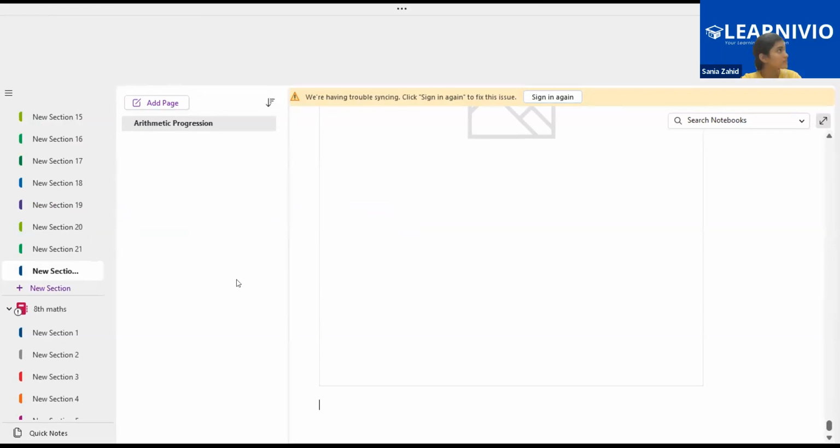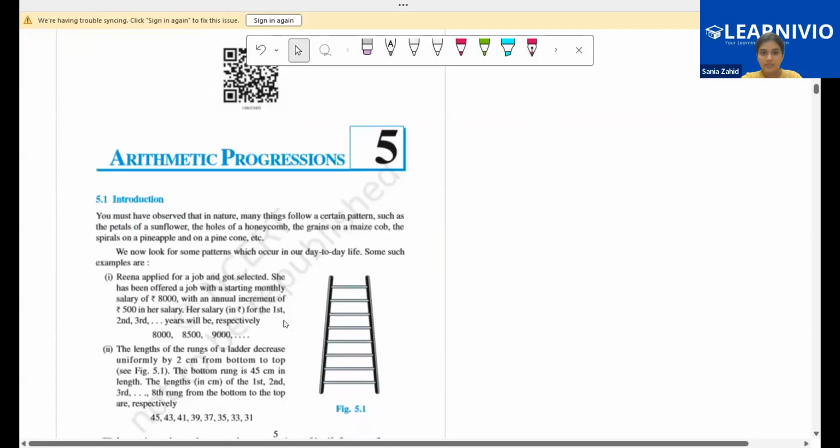Did you see the screen? Do you see the screen?